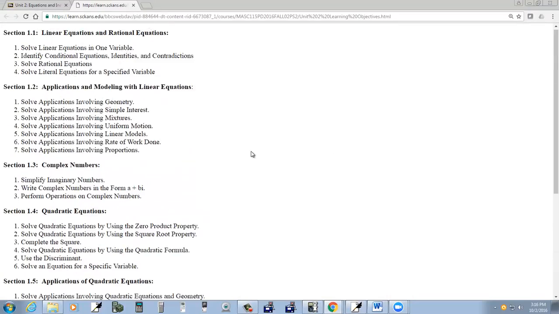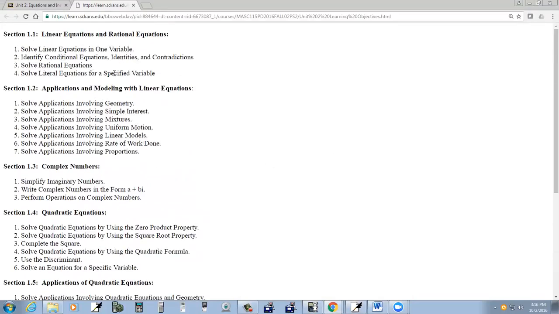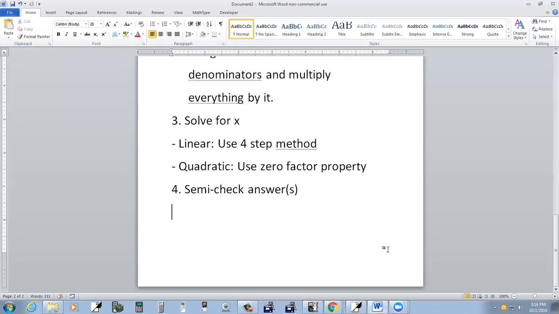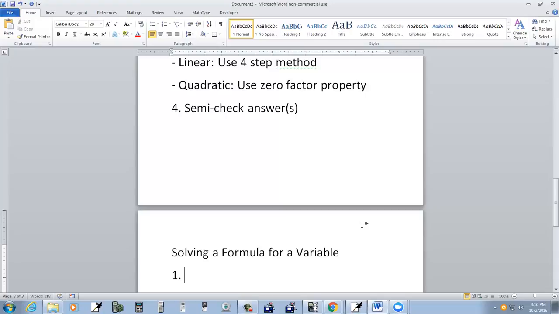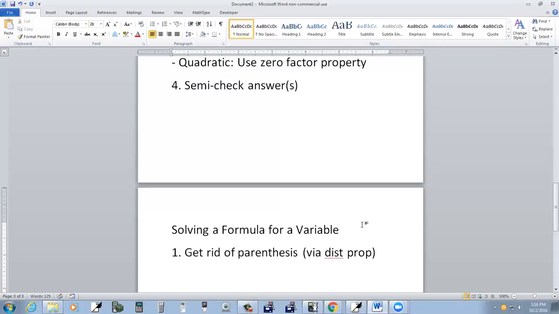Now our last topic in section 1.1 is solving a literal equation for a specified variable. Literal equation is another name for formula. So solving a formula for a variable. Step 1, get rid of parentheses. Then we do this via the distributive property.